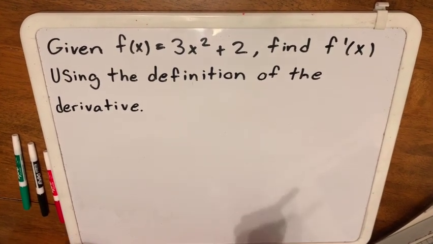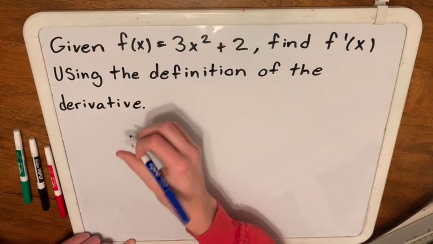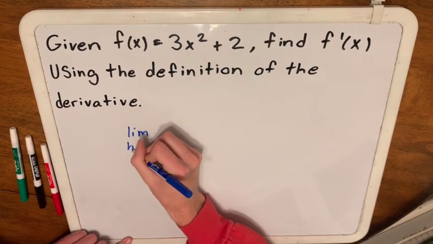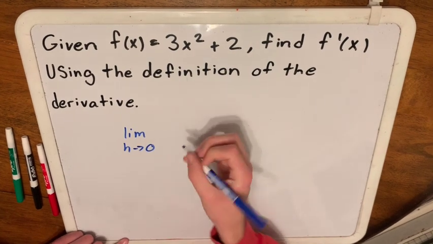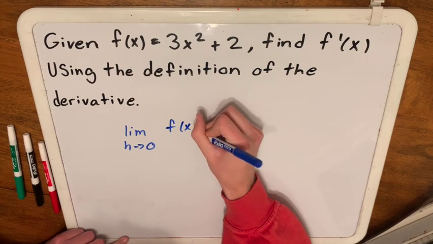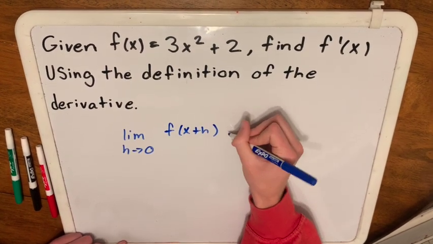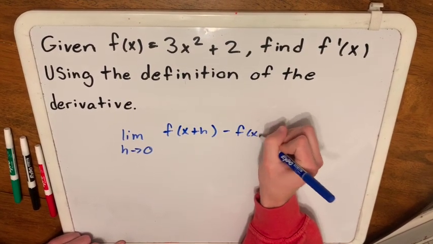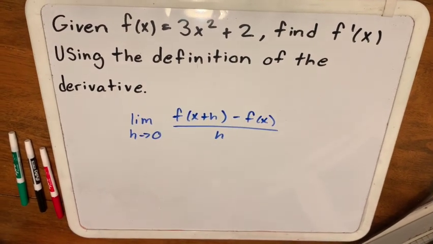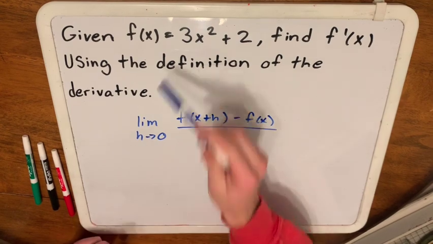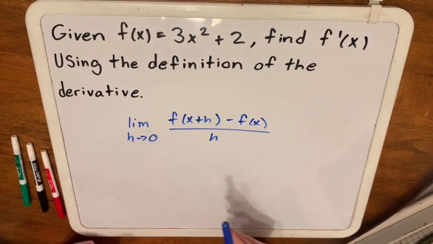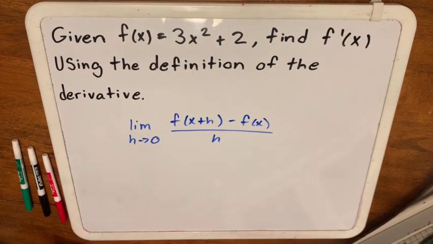So, as we know, the definition of the derivative is the limit as h approaches 0 of this whole blurb, which is f of x plus h minus f of x all over h. And so we're going to put this f of x into here, and we're going to do some manipulation with the h and canceling terms to be able to find f prime of x.